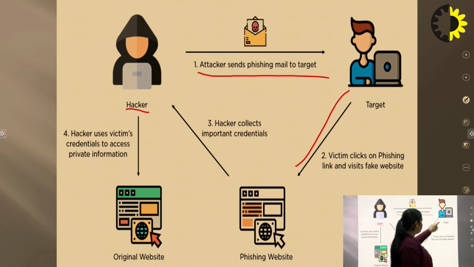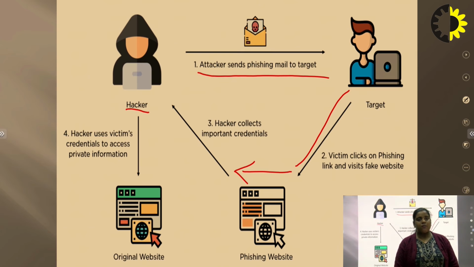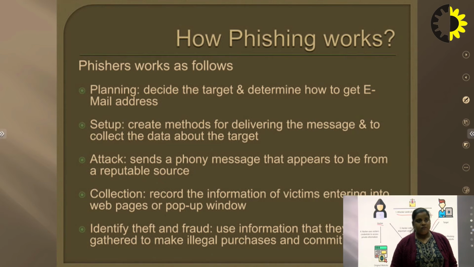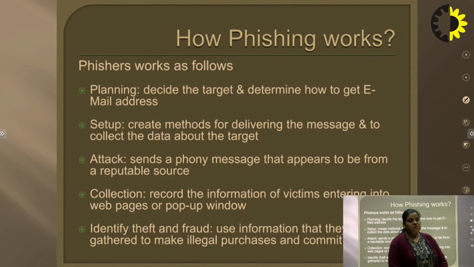Whenever an end user or victim clicks on that link or opens that document on their system, the attacker is able to access their system or their sensitive information. With the help of that information, the attacker now has the authority to blackmail the victim to pay a ransom. This is the whole concept of phishing, and this is the process of how phishing works.